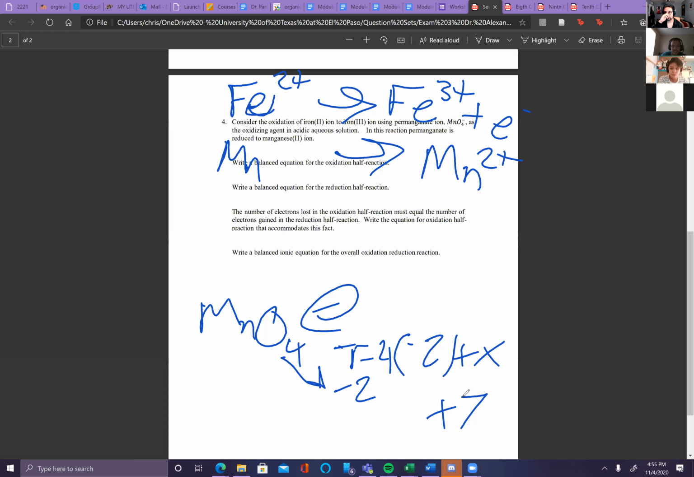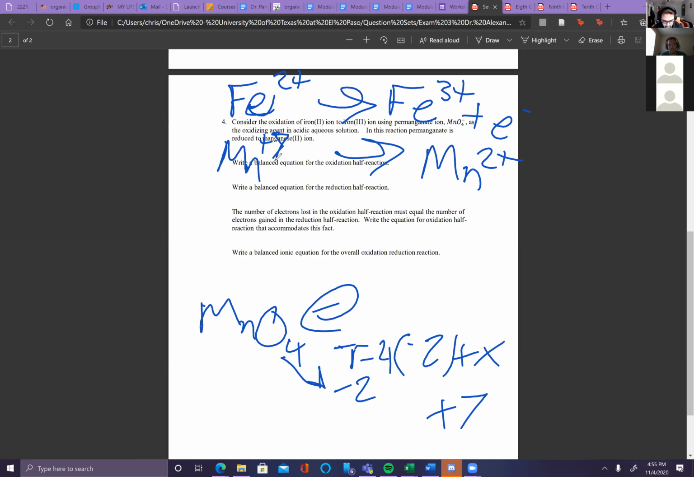Okay, we said that oxygen has a -2 oxidation number. So since it has a -2 oxidation number, what's the charge for oxygen? -2, right? Wait. What's the oxidation number for manganese again? +7. So if it has a +7 oxidation number, what's its charge? +7. Beautiful. So it goes from a +7 charge to a +2 charge, right?